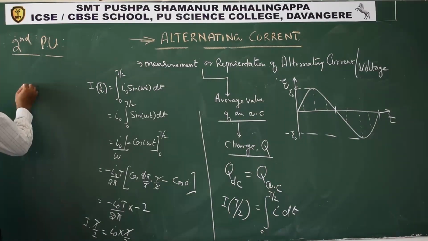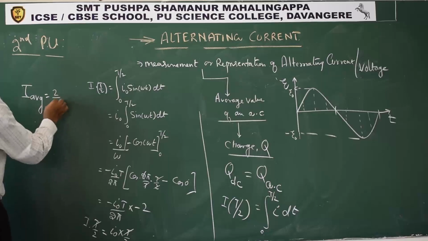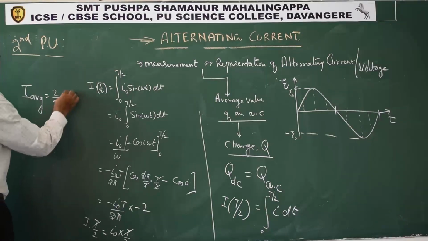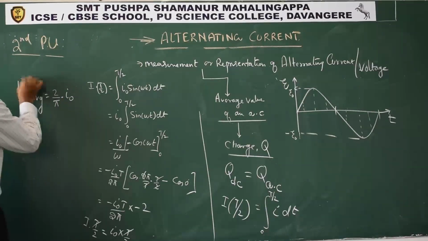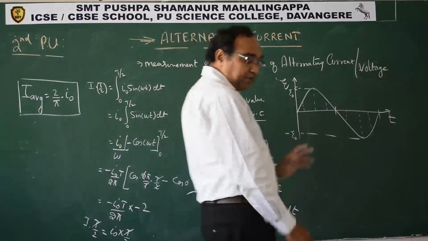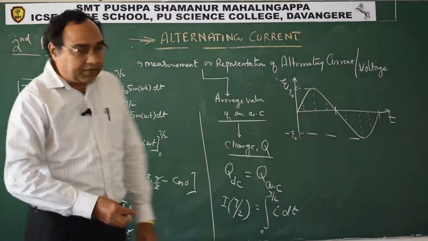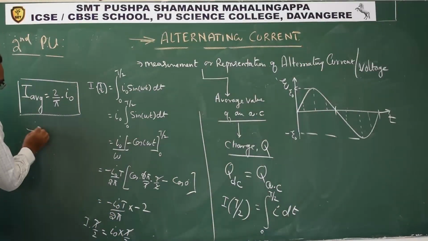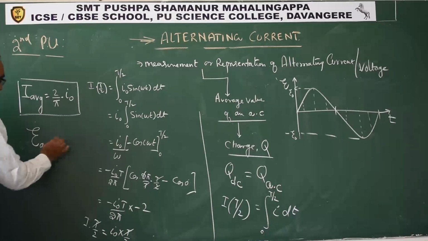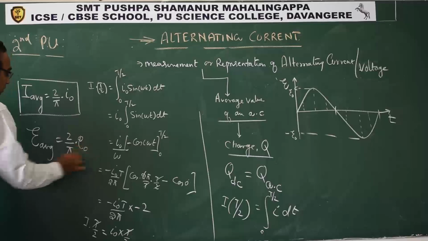So I average is equal to 2 upon pi into I naught. See, this is how we can find the average value of any AC. Here it is current. You can write that the average value of EMF is also 2 by pi of the peak value.